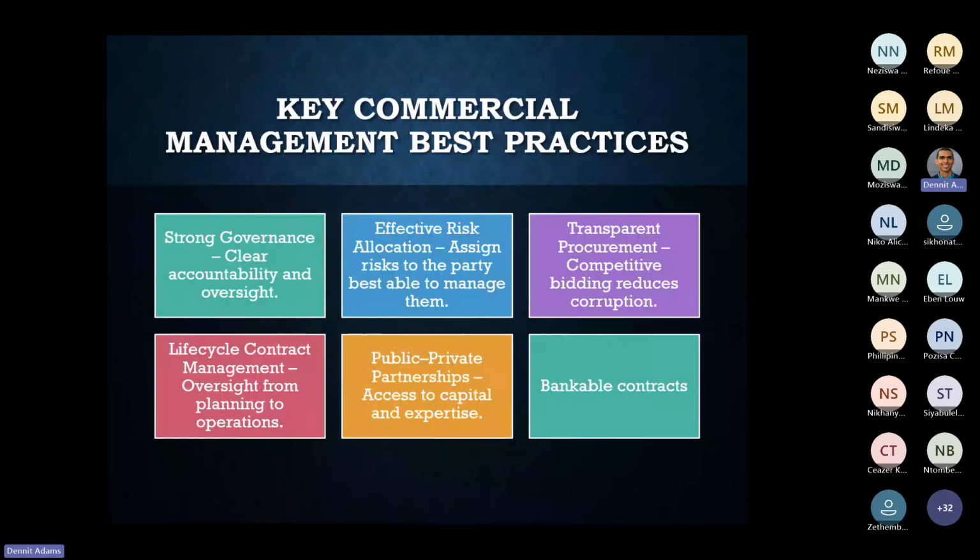And then here are some of the key commercial best practices. You need to have strong governance, so clear accountability and oversight. Effective risk allocation: assign risk to the party best able to manage them. Transparent procurement, so competitive bidding reduces corruption. We talk about lifecycle contract management, which is in chapter 8 of the textbook: oversight from planning to operations. Public-private partnerships, that's PPP, so you get access to capital and expertise, and then bankable contracts.